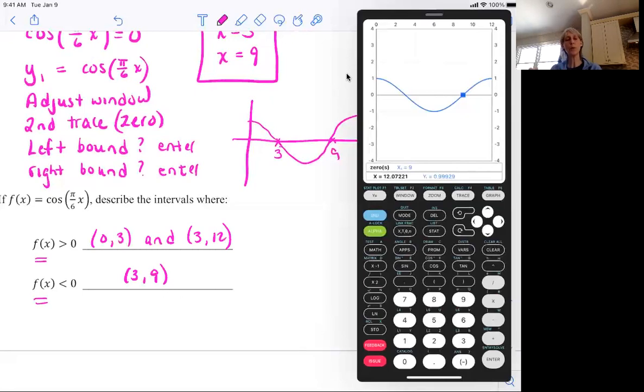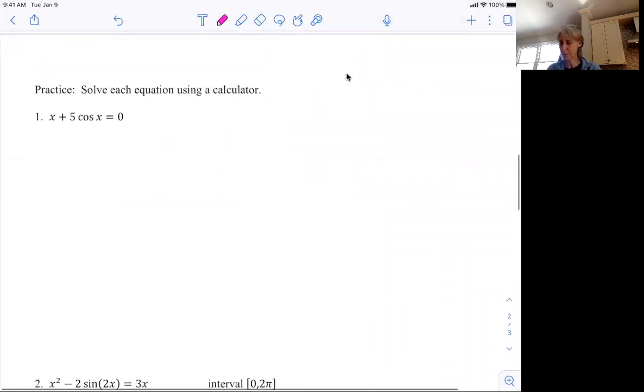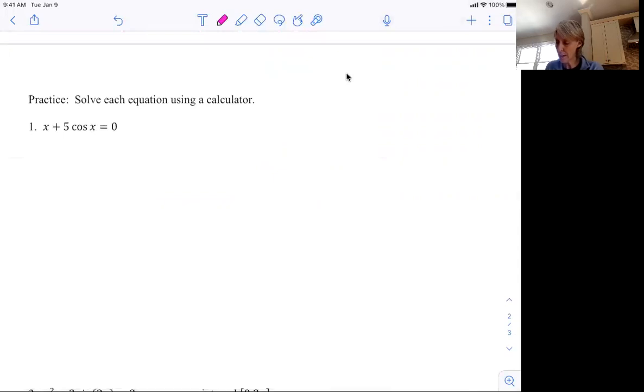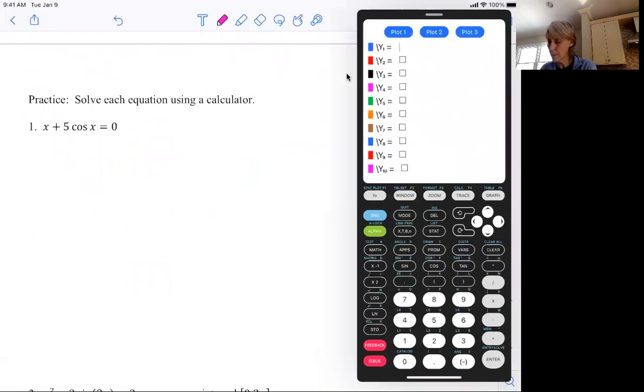Okay. So sometimes when I give you a calculator problem, just for you to get used to what's going to happen in calculus, I may also add in something of this nature. Now we're just going to solve each equation using a calculator. So I have x plus 5 cosine x equals 0. My calculator is already in radian mode, so I'm just going to plug in the equation. X plus 5 cos x. This is what's going to go into y1, and I'm setting it equal to 0, so I'm going to graph it.